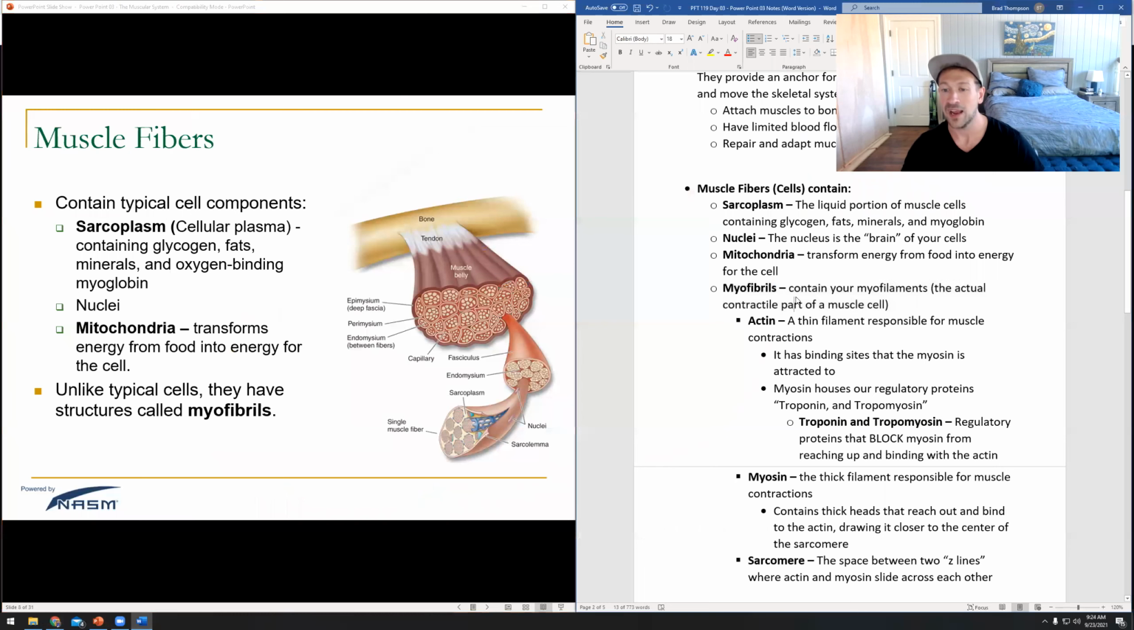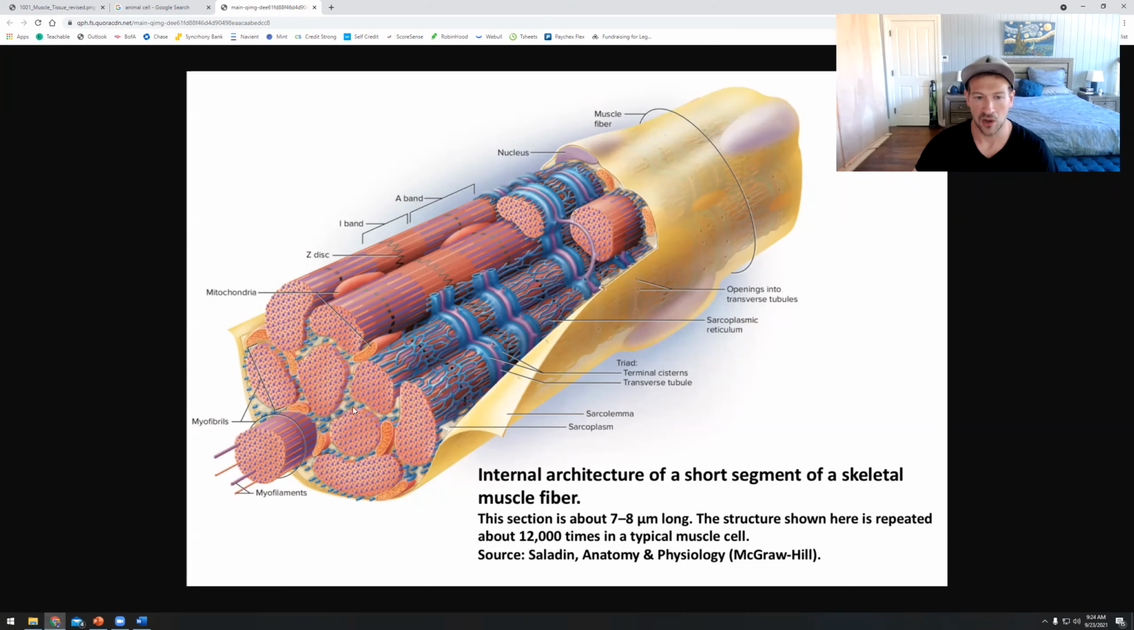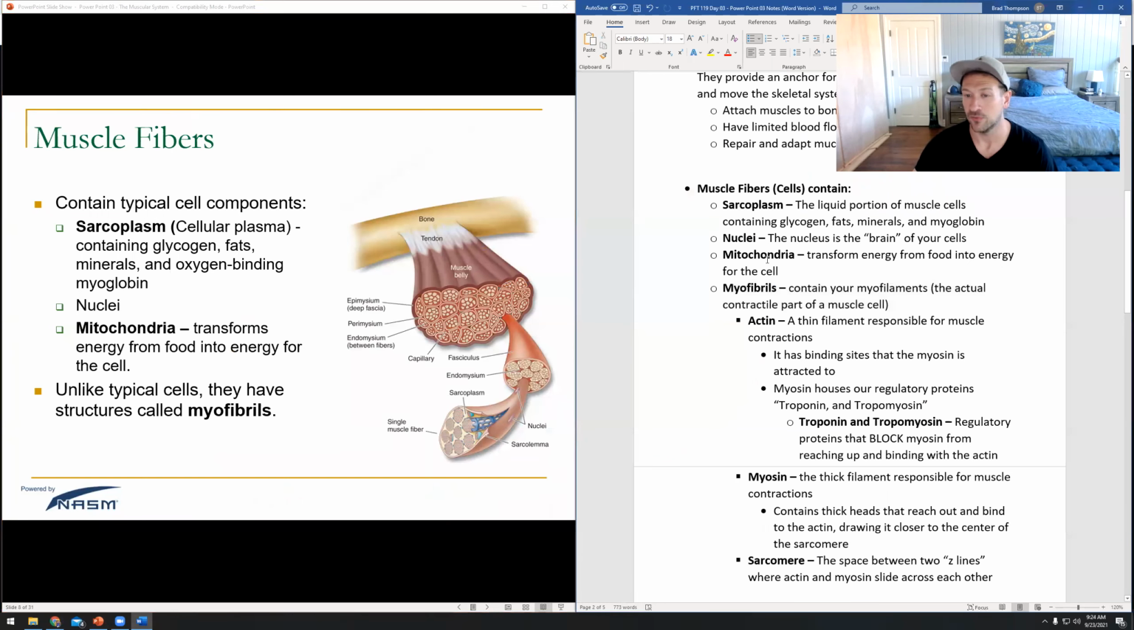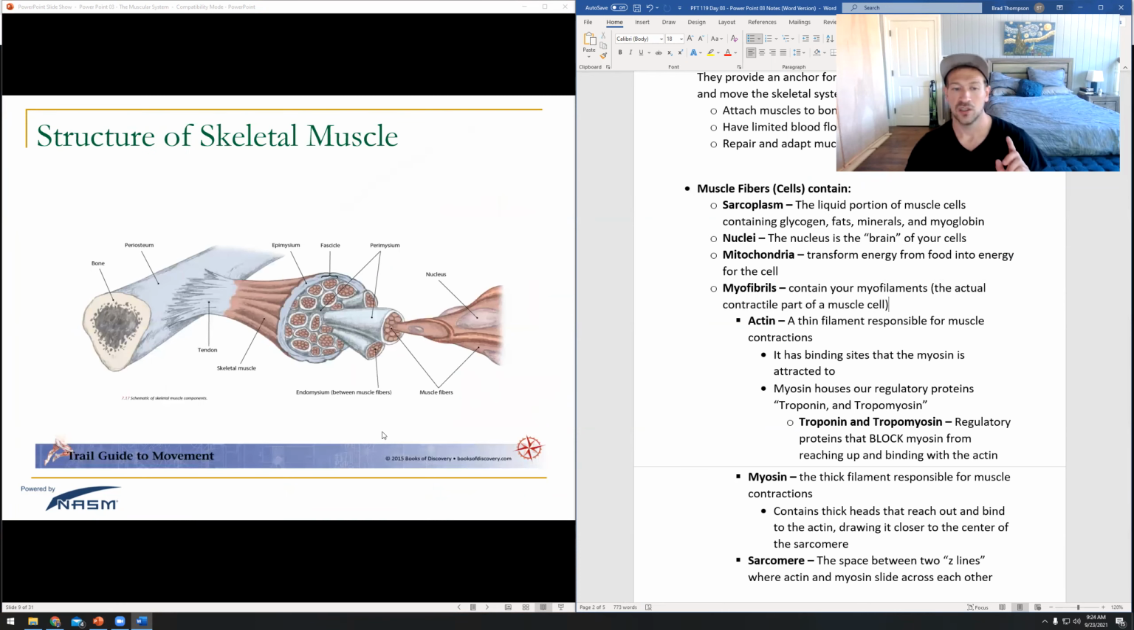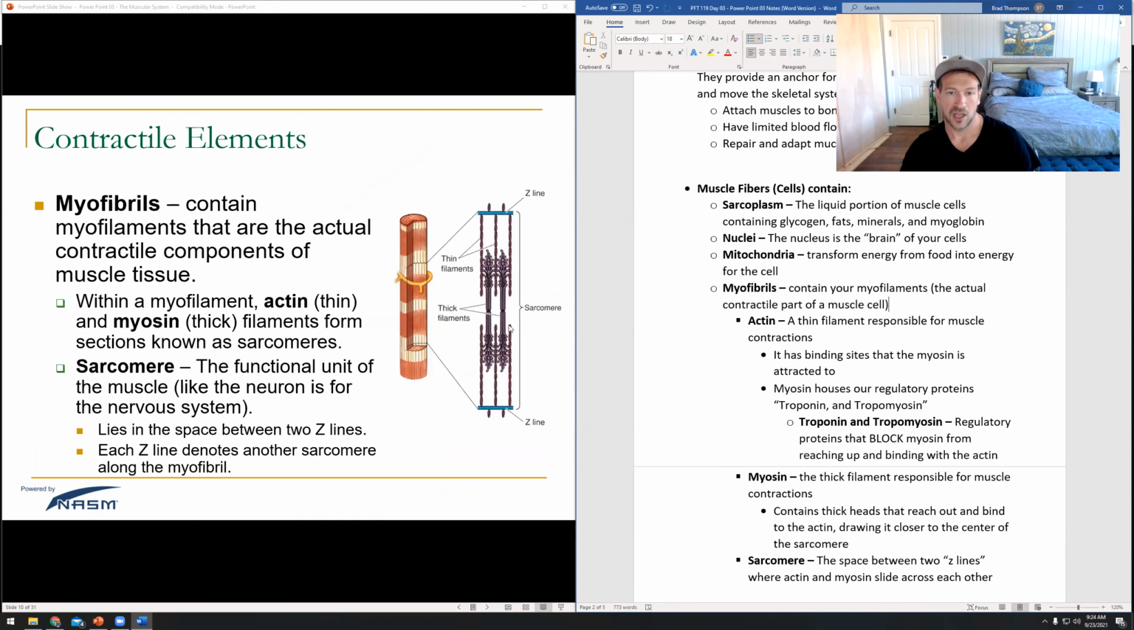So those myofibrils, right, is the bundle. So the bundle here, that's a myofibril. And within it are the actual proteins called myofilaments. So a myofibril contains your myofilaments, and the myofilaments are the actual contractile parts of the cell. And here's what that looks like as well. This is a picture from your trail guide.